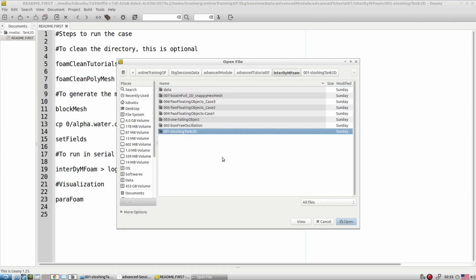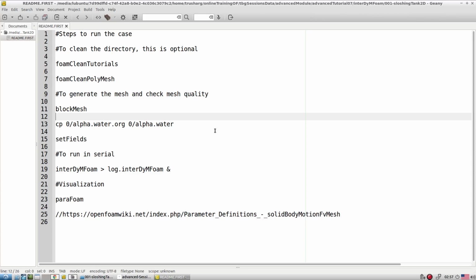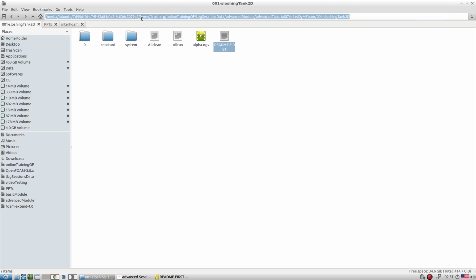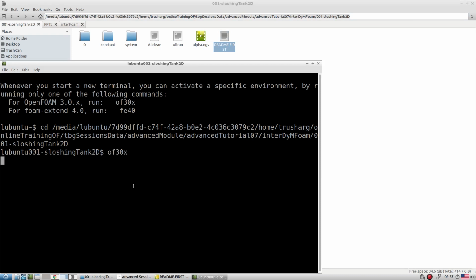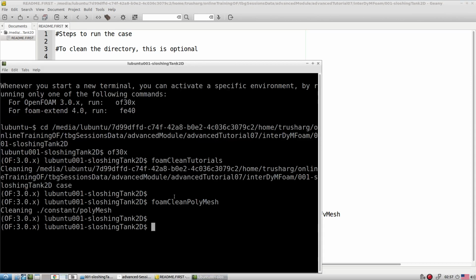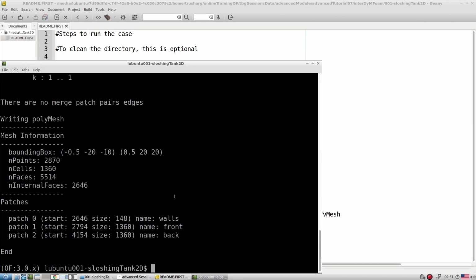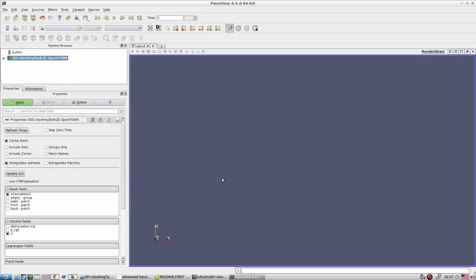Let me also guide you to a few more aspects. Let's first explore this very simple tutorial, the sloshing tank tutorial. For that, let's first create the environment, and let's clean the case first. Block mesh, then paraFoam, to have an idea about our geometry.